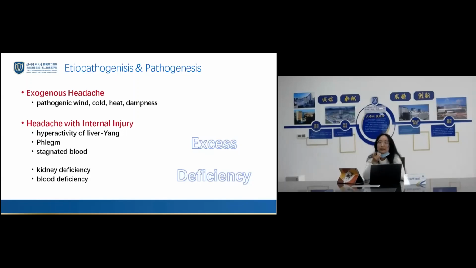And also, these kinds of patterns we call excess disease. You see this patient maybe has a good body condition, but he has been attacked by the pathogens and causes the disease because of excess.